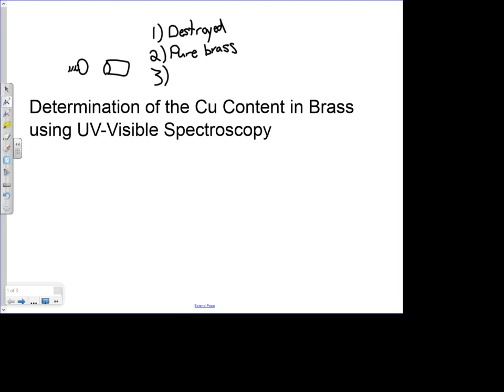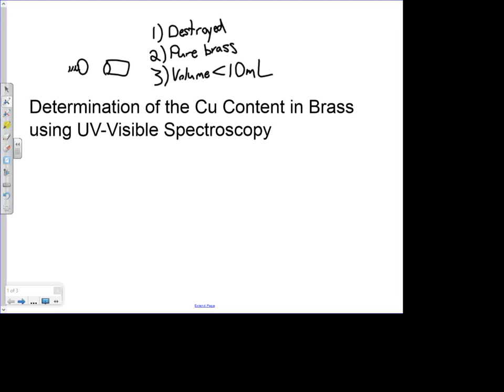The third stipulation is that its volume has to be less than 10 milliliters. So it has to be able to fit into a 50 milliliter volumetric flask. So if it meets those stipulations, you are free to bring in your own brass object. I will have ones for every group if you don't bring them in.